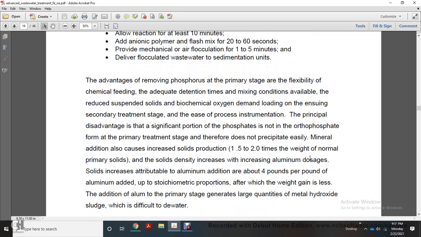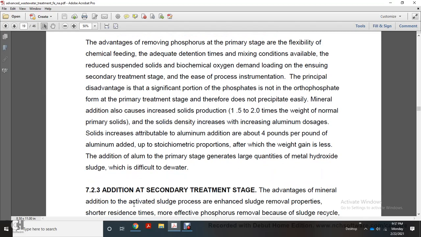The principal disadvantage is that a significant portion of the phosphate, in the form of orthophosphate in the primary treatment stage, therefore does not precipitate easily. Mineral addition also causes increased solids production of 1.5 to 2.0 times the weight of the normal primary solids, with the solids density increasing with the aluminum dosage. The solids increase attributed to aluminum addition is about 4 pounds per pound of aluminum added in stoichiometric proportions; afterward the weight gain is less. Additional aluminum in the primary stage generates large quantities of metal hydroxide sludge, which is difficult to dewater.